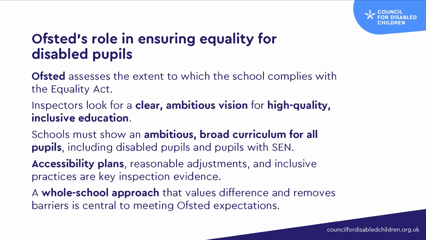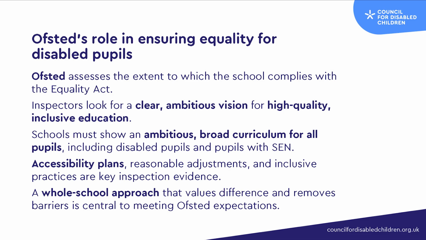Ofsted's role is to assess the extent to which schools are meeting their statutory duties under the Equality Act. That means they consider how well the responsible body, whether that's the governing board, the academy trust, the proprietor, or the local authority, ensures that duties are fulfilled in practice. Inspectors look for a clear and ambitious vision for high-quality inclusive education. They expect schools to show that their curriculum is broad, ambitious, and designed to include disabled pupils from the outset. Importantly, Ofsted does not expect schools to reduce the curriculum for disabled pupils. Instead, they look for evidence of proactive planning and adjustments that allow all pupils to take part meaningfully.